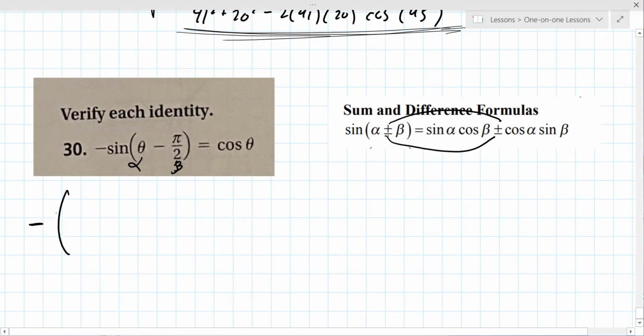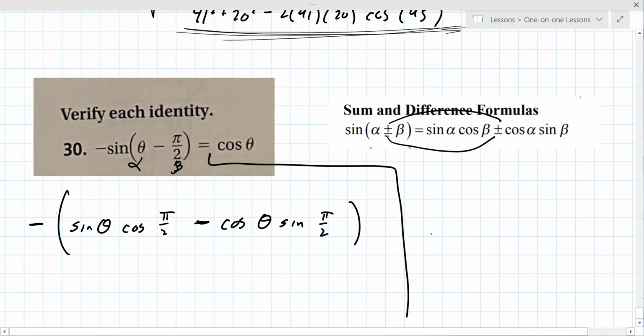But you have sine alpha, or sine of the first thing, sine theta, cosine of the second thing. The second thing is pi over 2, just using this formula. Now it's minus because that's that one there. Cosine of the first thing, which is theta, sine of the second thing, pi over 2. This is the right hand side here. So now somehow this just becomes cosine theta.